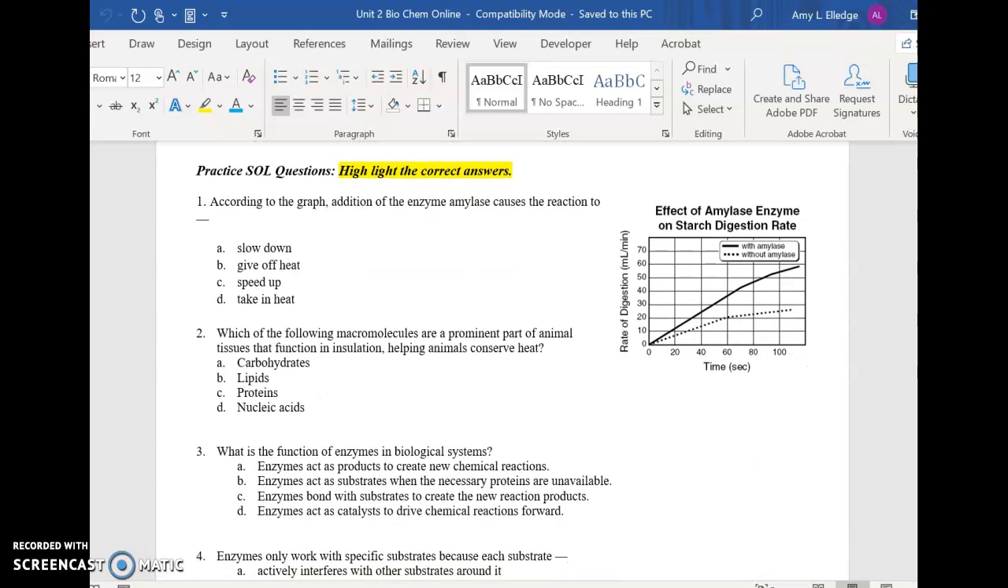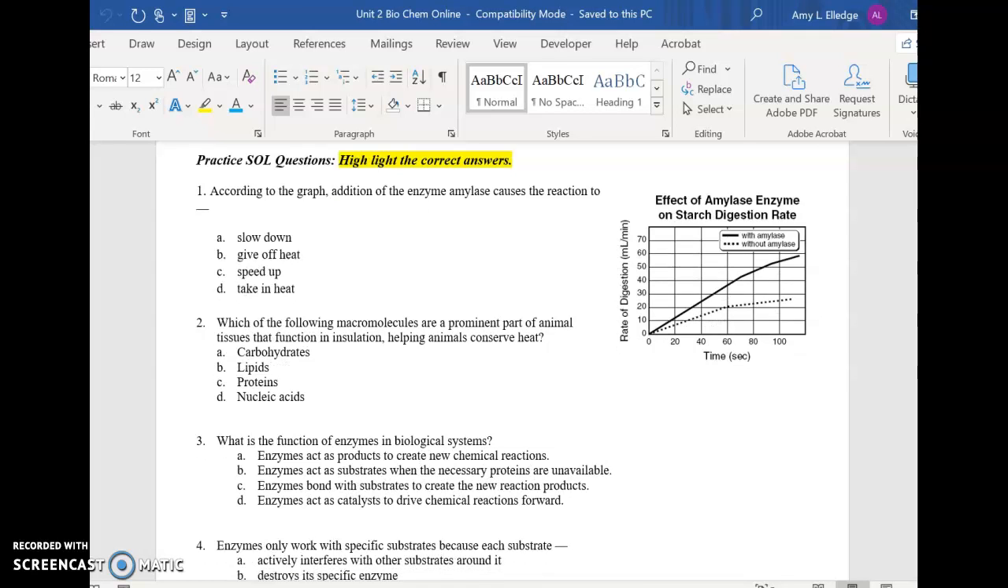Here we go. According to the graph, the addition of the enzyme amylase causes the reaction to. So first of all, with amylase is the solid line and without is the dotted, and we need to look at our axes. So obviously this is time, so over time, rate of digestion. So with amylase, did the rate of digestion increase or decrease compared to the dotted line? Well, the numbers are higher, which means it increased. So that is going to mean C, a speed up in the reaction, which is what enzymes do. They speed up chemical reactions.